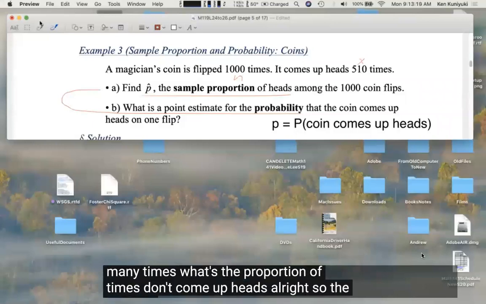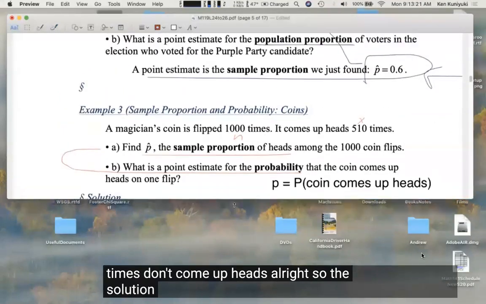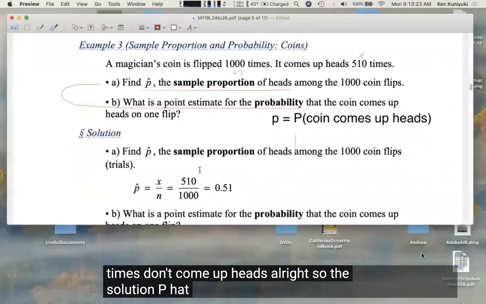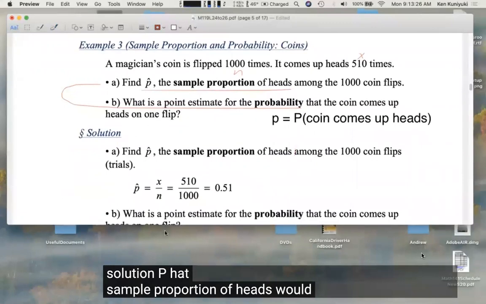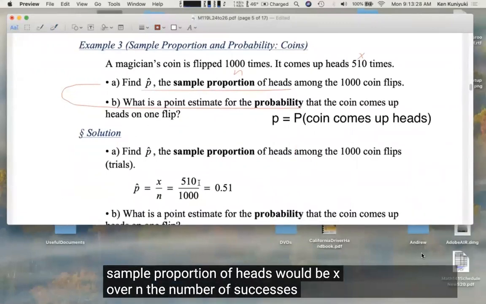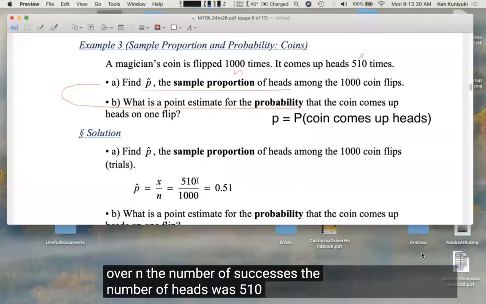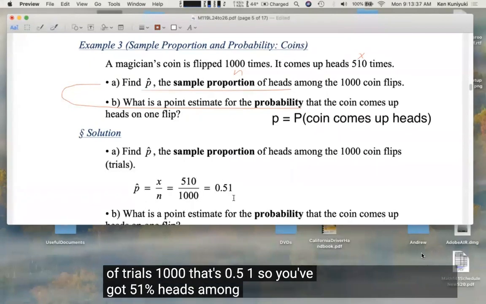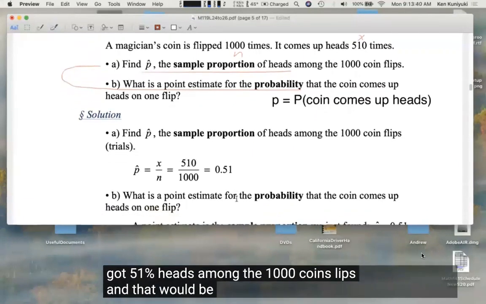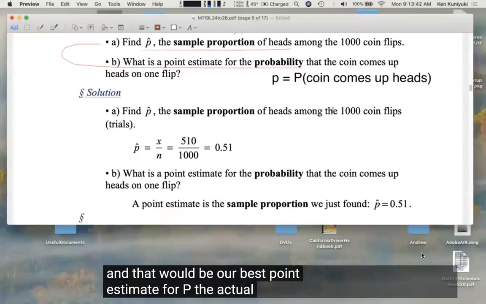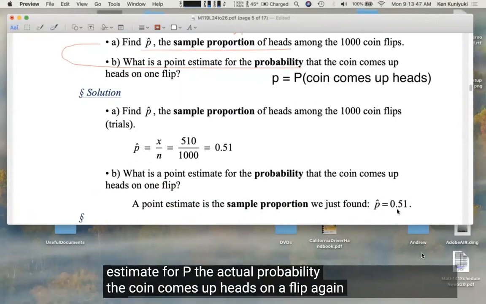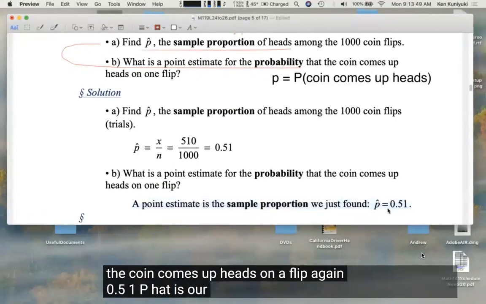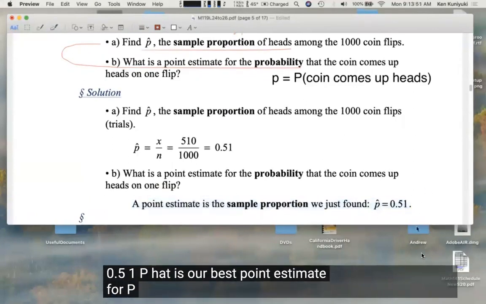All right, so the solution. P hat, the sample proportion of heads, would be x over n. The number of successes, the number of heads was 510, over the number of trials, 1,000, that's 0.51. So you got 51% heads among the 1,000 coin flips. And that would be our best point estimate for P, the actual probability the coin comes up heads on a flip. Again, 0.51. P hat is our best point estimate for P.